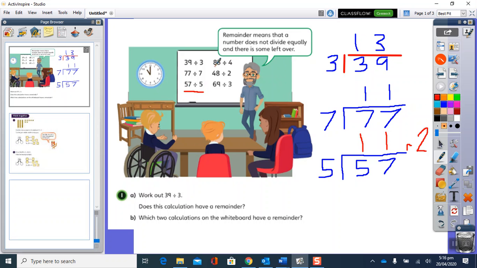I wonder if you could use your mathematical skills to figure out which of these 3 is going to have a remainder. Thinking about your division skills and using your times tables, which of these three do you think will have a remainder? All right, I'm going to ask you to pause me now, work those out, and then come back to me and I'll tell you once you've unpaused me.